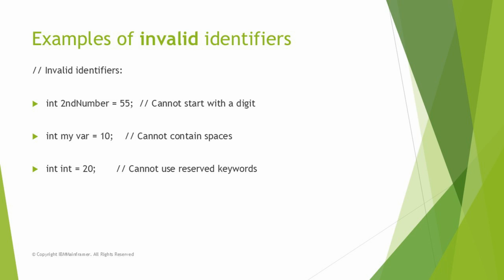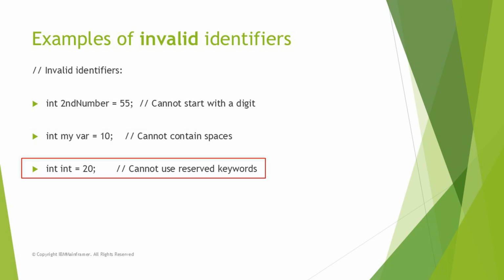Examples of invalid identifiers or Java variable names. The first example: we declared int 2ndNumber equal to 55. The rule says the variable name should not start with a number, so here we declared 2 in the beginning, so this is invalid. The second example is int my var equal to 10. You may be thinking why it is invalid: because the variable name contains a space. The rule says the variable name should not have spaces in between. So this is also invalid.